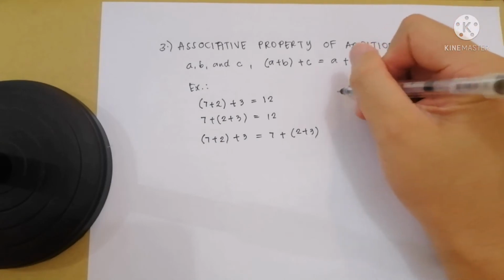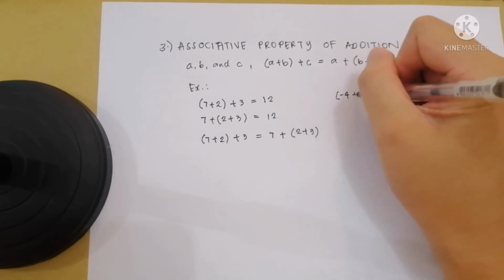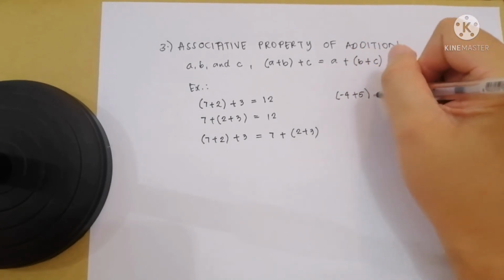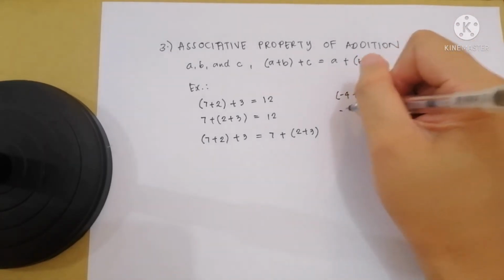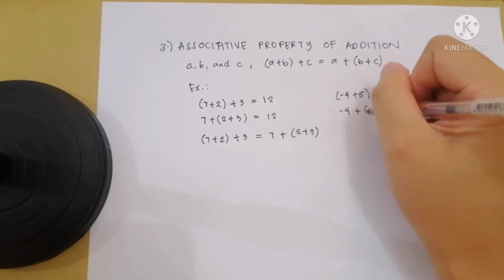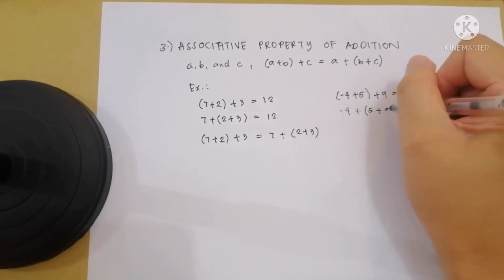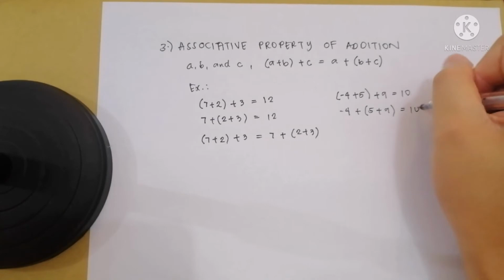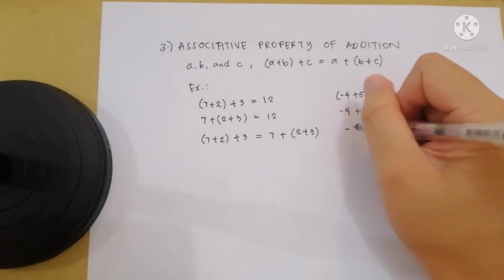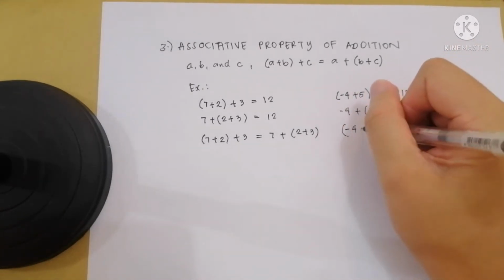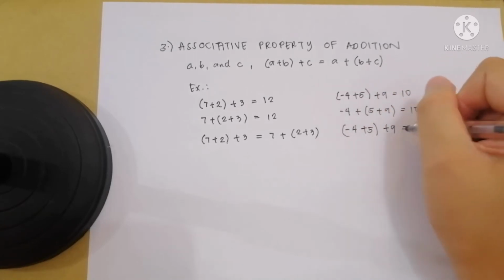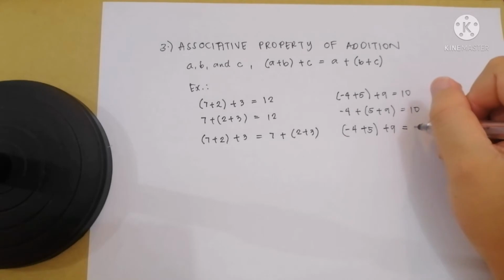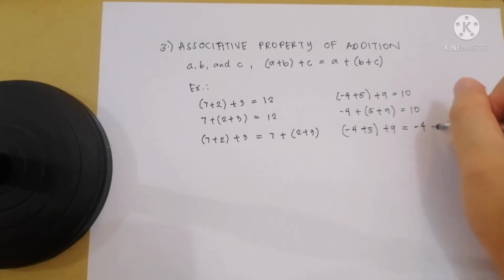Another example is the quantity of negative 4 plus 5, plus 9, is equal to 10, and negative 4 plus the quantity of 5 plus 9, which is equal to 10, is the same as the quantity of negative 4 plus 5, plus 9, equals negative 4 plus the quantity of 5 plus 9.